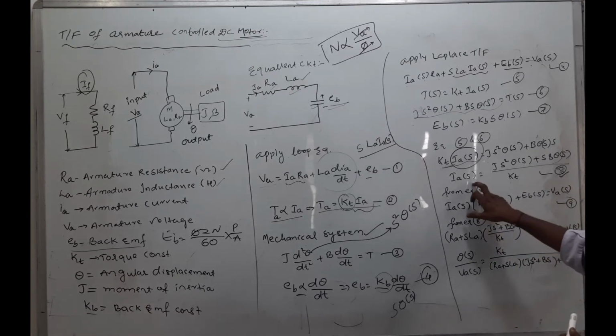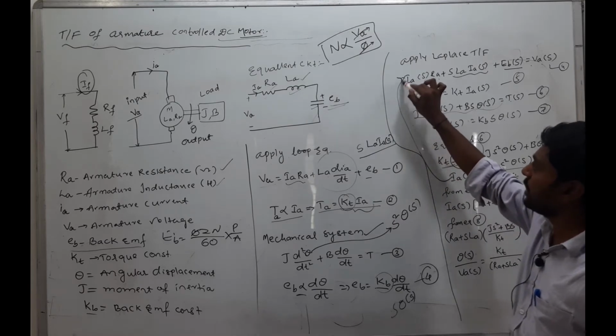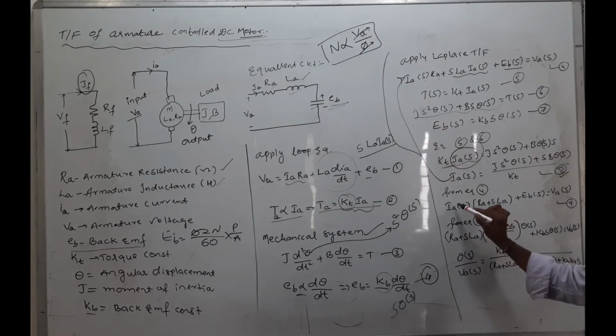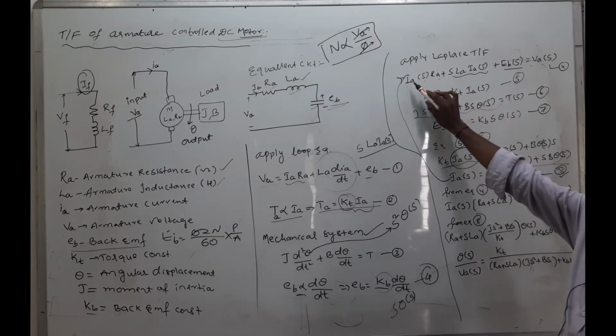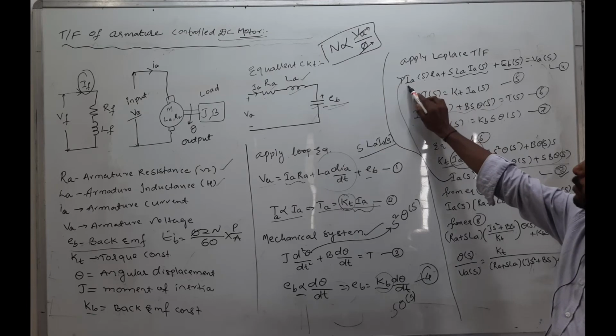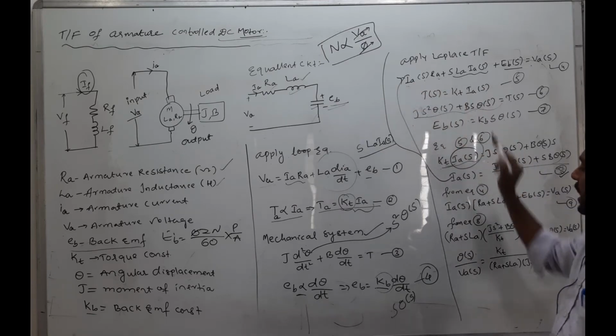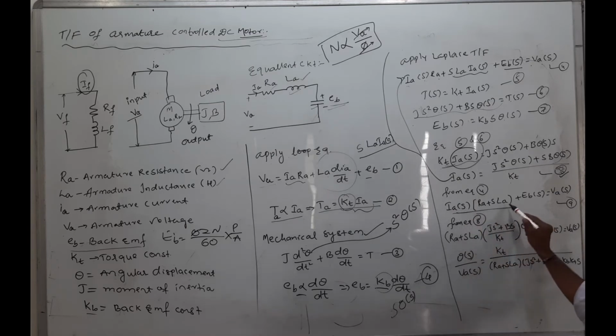Okay. Here, from equation number 4, we substitute this IA of S in this equation. To simplify further, take IA of S common. Taking IA of S common, we get RA plus SLA, times IA of S, plus EB of S is equal to VA of S. From equation number 8, IA of S is substituted in this equation. Then we get RA plus SLA into J S square plus B S by KT, theta of S, plus KB S theta of S is equal to VA of S.